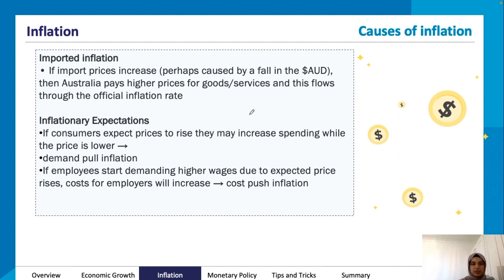Next up, we have inflationary expectations. So if consumers expect prices to rise, then they may increase their spending while the price is lower. Okay? So this is kind of similar to demand pull inflation, where there's an increase in demand. So if employees start demanding higher wages due to the expected price rises, the cost for employers will increase, and this will cause cost push inflation. So what do I mean here?